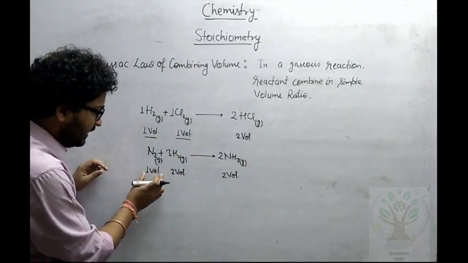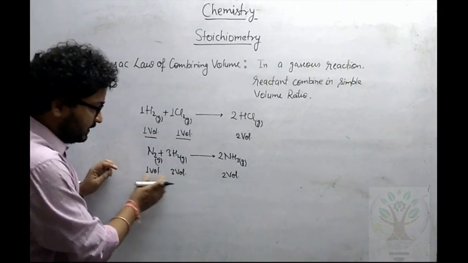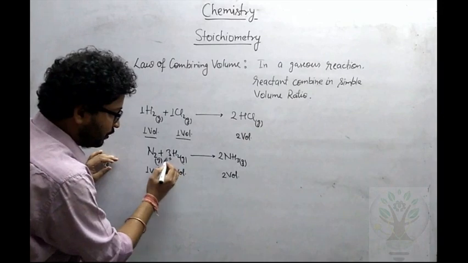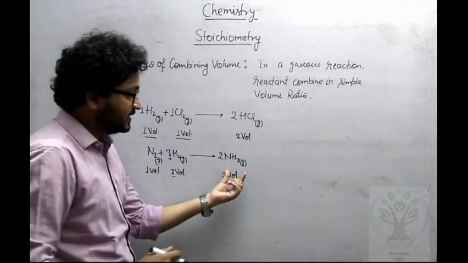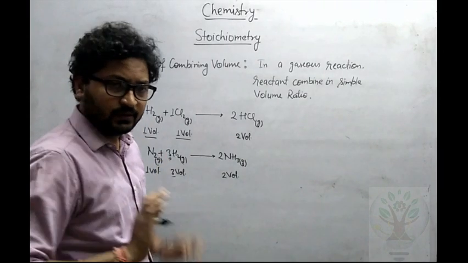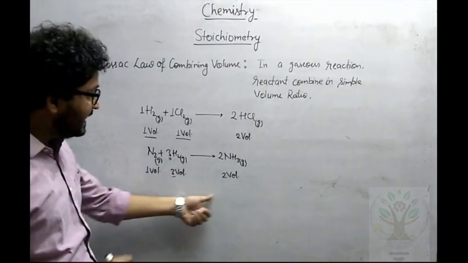Now let's see. Here they are saying 1 volume of N2 reacts with how many volumes of H2? 3. Where is this 3 coming from? The stoichiometric coefficient. And since NH3 is gas, how much volume of NH3 are we forming? 2 volume. Clear? Good.